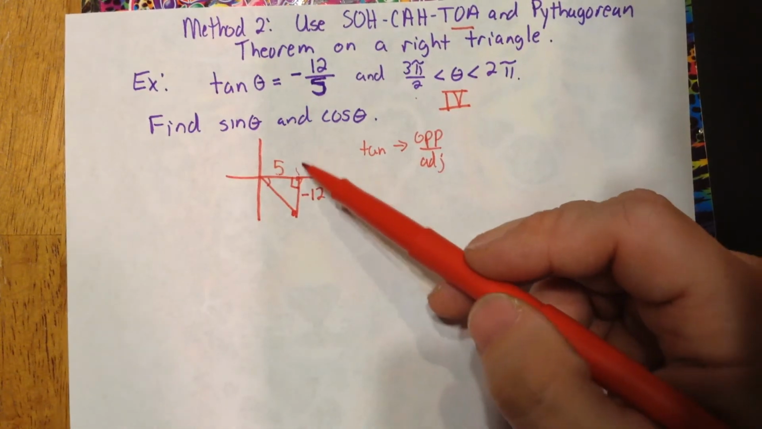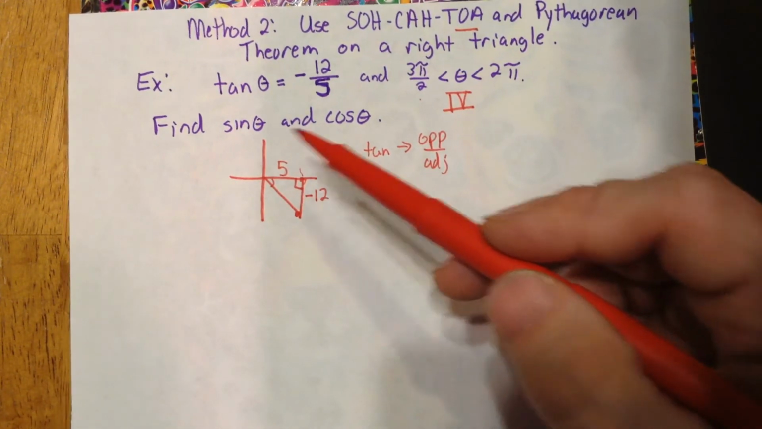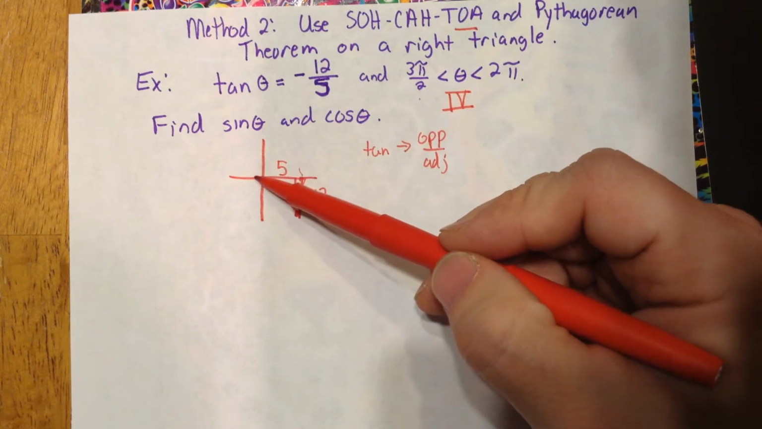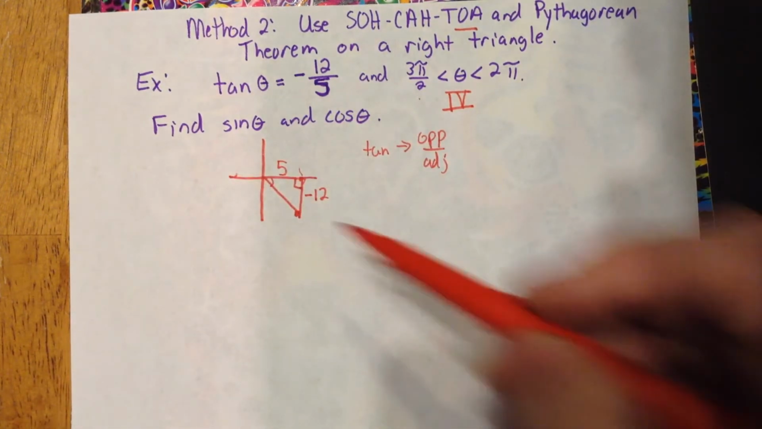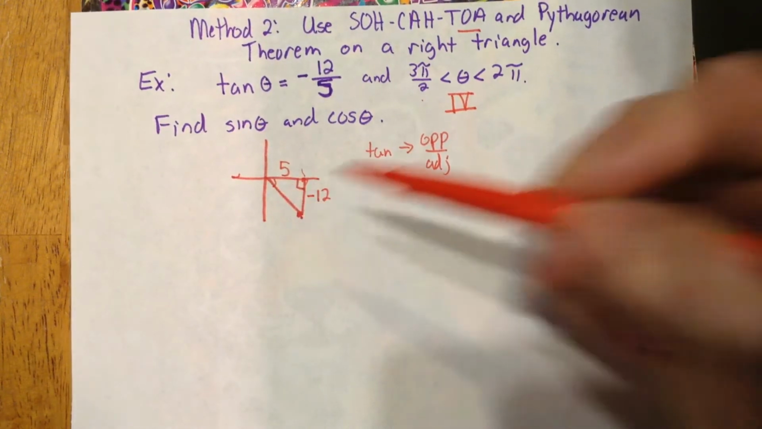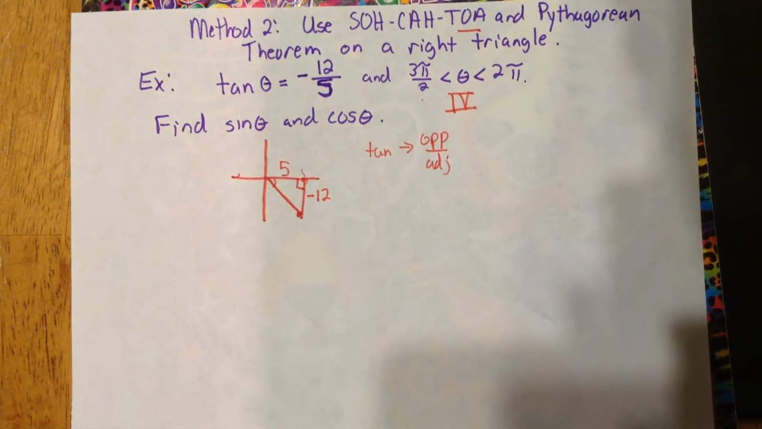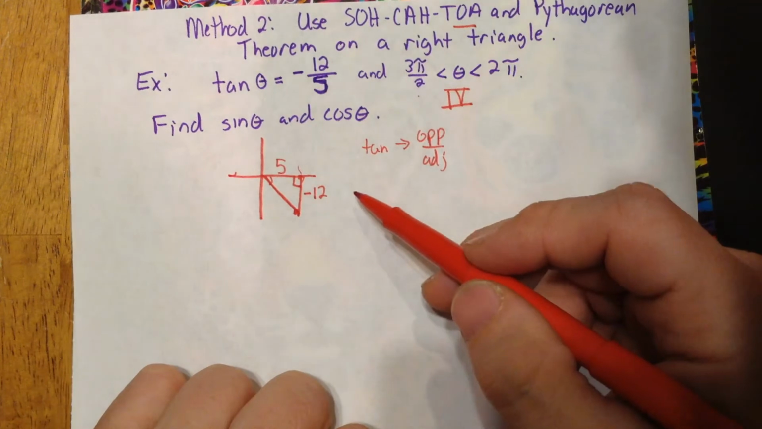So depending if you're in the first quadrant, they'd both be positive. If you're in the second quadrant, this x value would be negative. So that's how you keep track. The hypotenuse is always going to be a positive number. Alright, so now what we do from there, it's pretty simple.